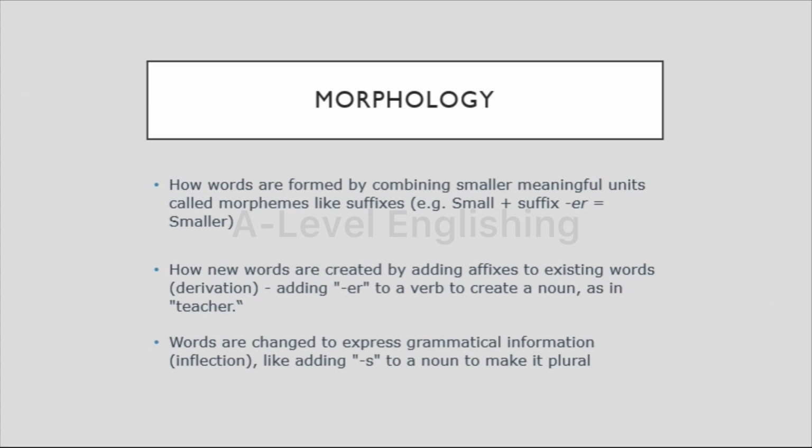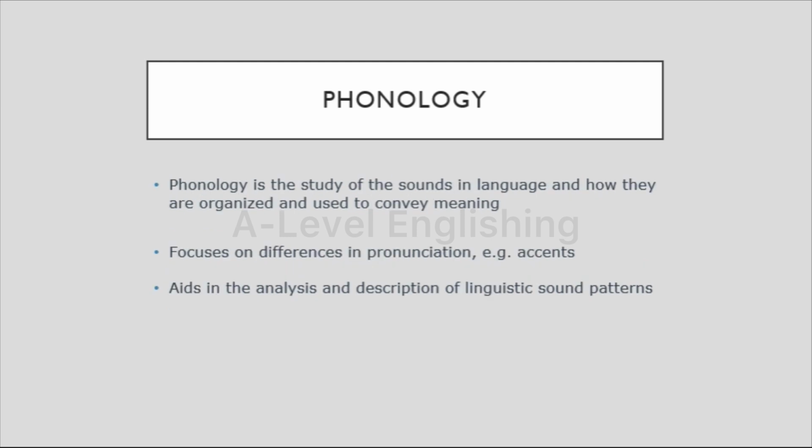So with that, we're done with morphology and grammar in general, and we move on to phonology. Now, phonology is the study of the sounds in language and how they're organized and used to convey meaning. So it focuses on differences in pronunciation, for example, differences in accents, because they can differ regionally. It also aids in the analysis and description of linguistic sound patterns. So basically, phonology allows us to distinguish words and comprehend spoken language.